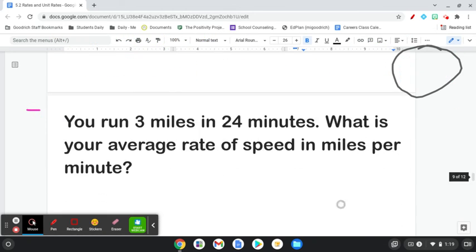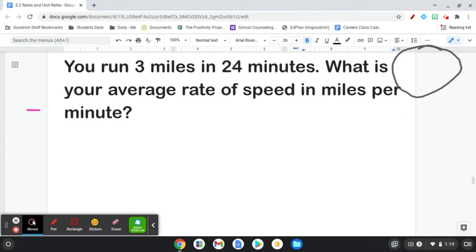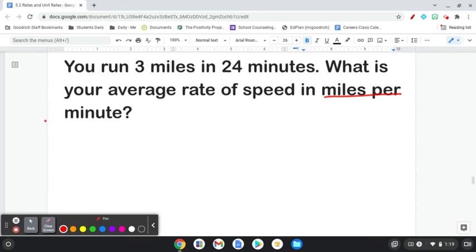So now let's look at some rate problems here, some story problems. So you run 3 miles in 24 minutes. What is the average rate of speed in miles per minute? So you are trying to get down to 1 minute. Go ahead and try this and press play when you're ready to check your answer.